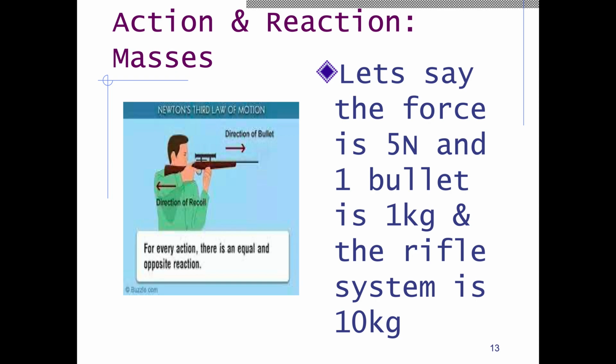I get that's not accurate, but 5 is a simple number to work with. And we're going to say that the bullet is a lot less than the gun. So we'll just say that the bullet's a kilogram. Again, not accurate at all. And the rifle system here is 10 kilograms. So again, our numbers are make-believe, but just think it through.